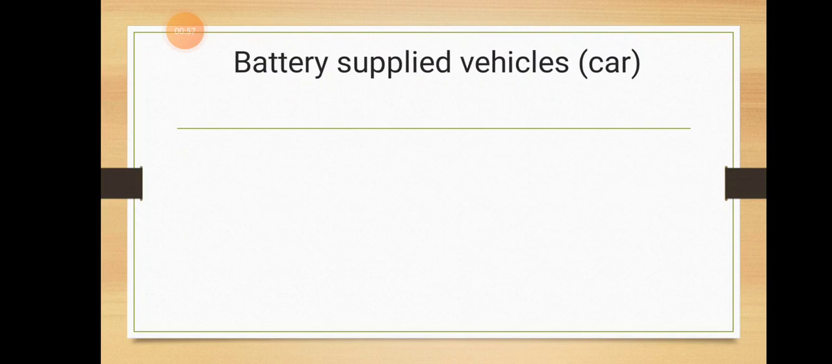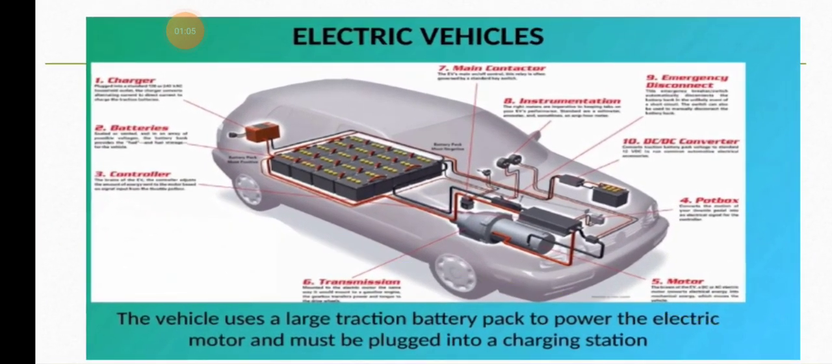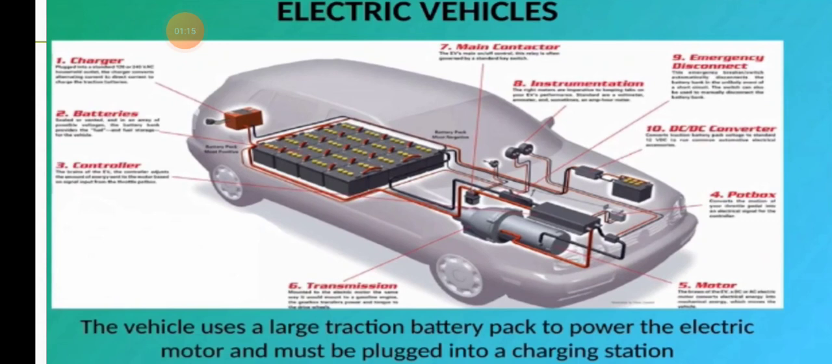Okay, the first application we'll see is battery supplied vehicles. It's an electric car. So where is the chopper used in an electric car? See, these are the parts of the electric car. We have a charger. The second part is the battery, which is the costliest part in an electric car, and the third one is your controller. The fourth part is the pot box, which has the main power consumption.